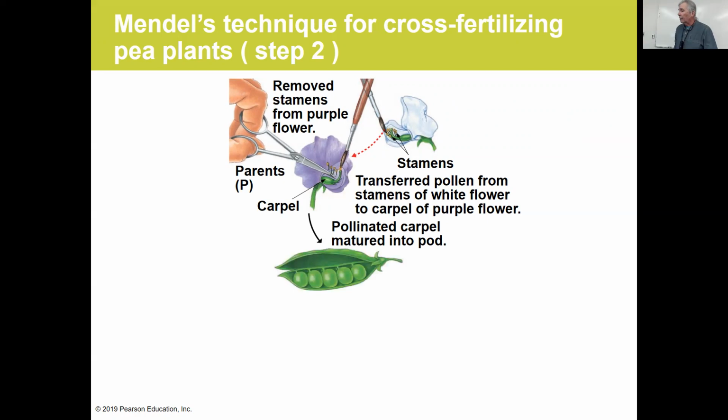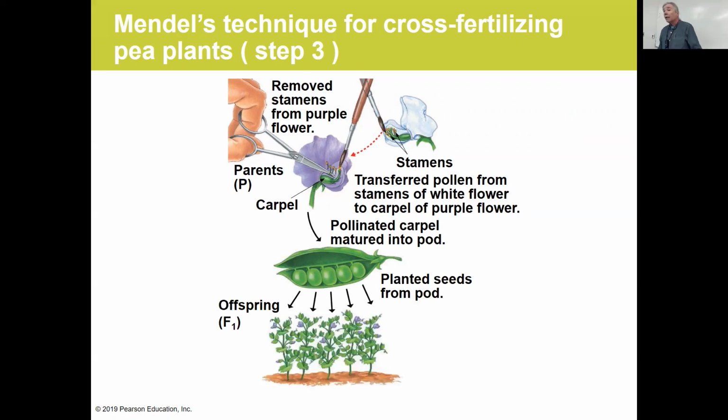Okay, so then this carpel matures into a pod and forms peas. He stores the peas over winter, he plants them, and he looks at the offspring. So this first generation is called the P generation, the parents. The offspring from that generation is called the F sub 1 generation. Right?